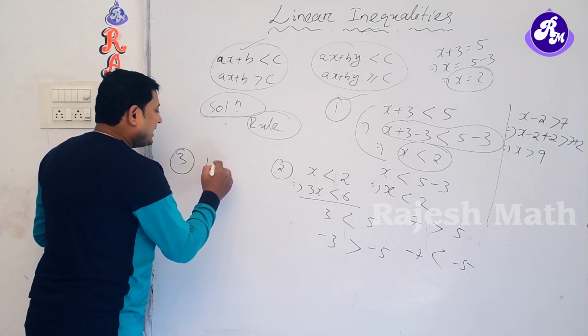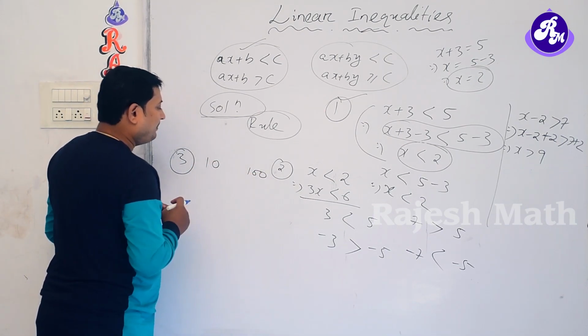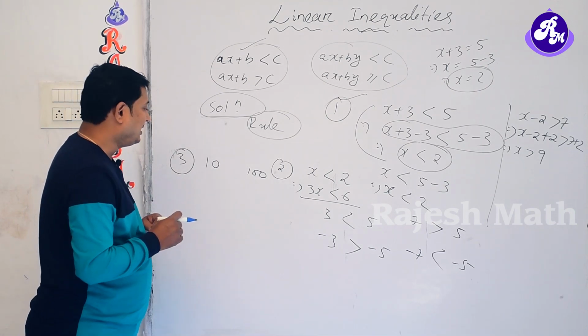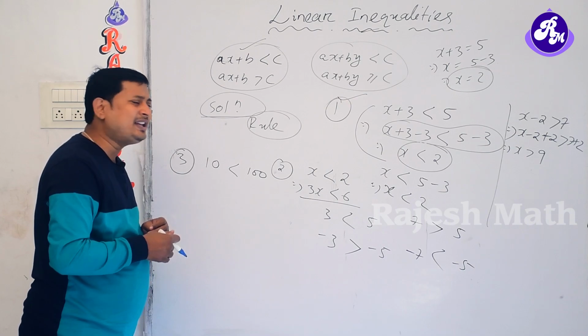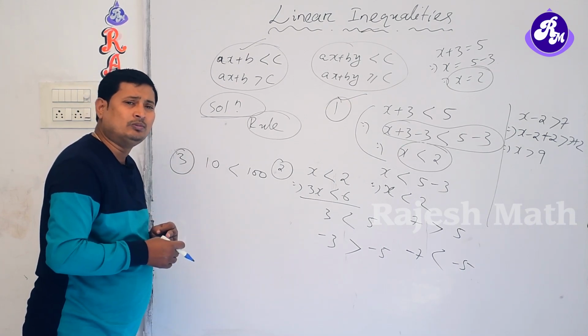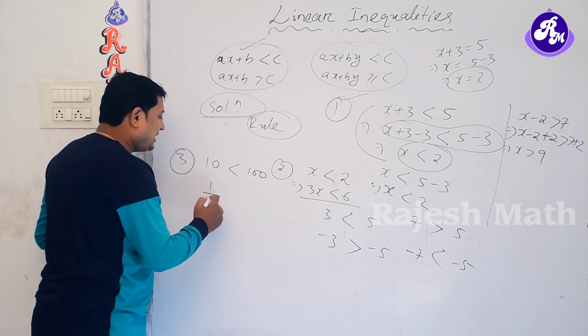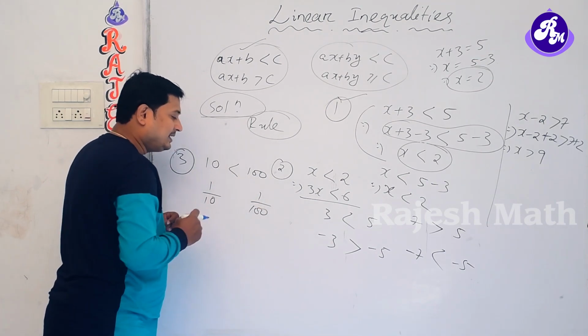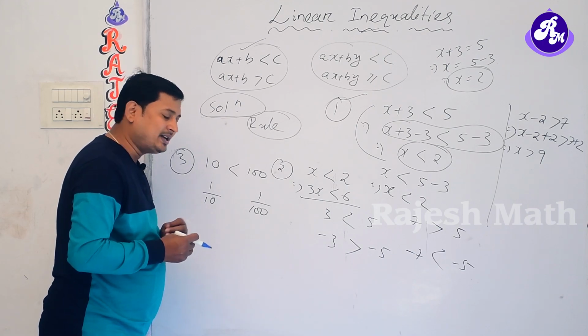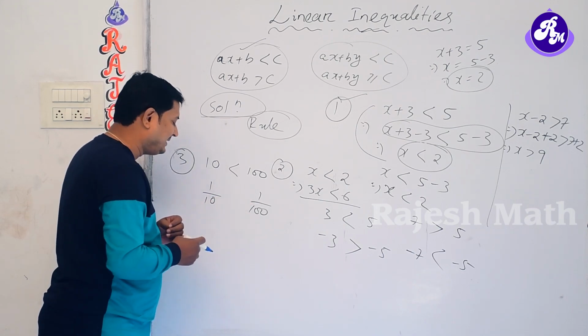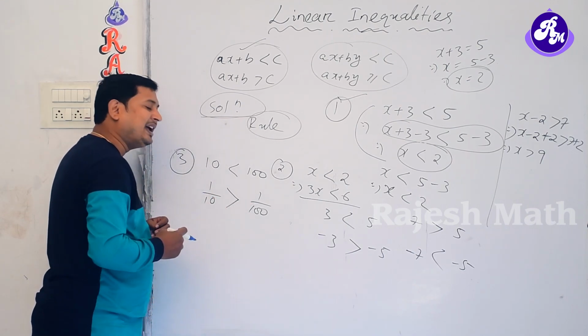See here, 10 and 100. You compare just 10 and 100. You see, 10 is less than 100. Now, just make the reciprocal of these two numbers. You will get 1 by 10 and 1 by 100. Isn't it? So now compare which is greater, 1 by 10 or 1 by 100. Naturally, 1 by 10 is greater.